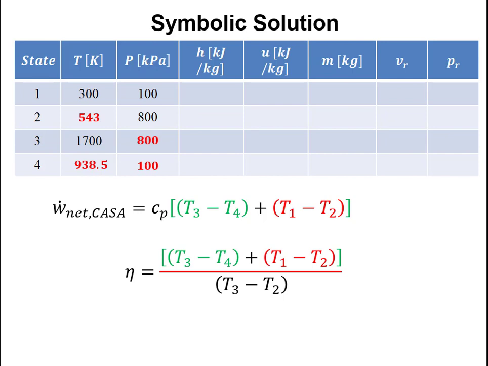Because I already have symbolic solutions for the things that I'm looking for, I can just plug my numbers from my state table into my symbolic solutions, and I find that the net work per kilogram flowing through the system is 520.7 kilojoules per kilogram. And I see that my efficiency is 44.8, or almost 45%. You can see that this is a much larger efficiency than we typically got in the Rankine cycle problems that we did. And we haven't even done anything to improve the efficiency in our Brayton cycle yet.